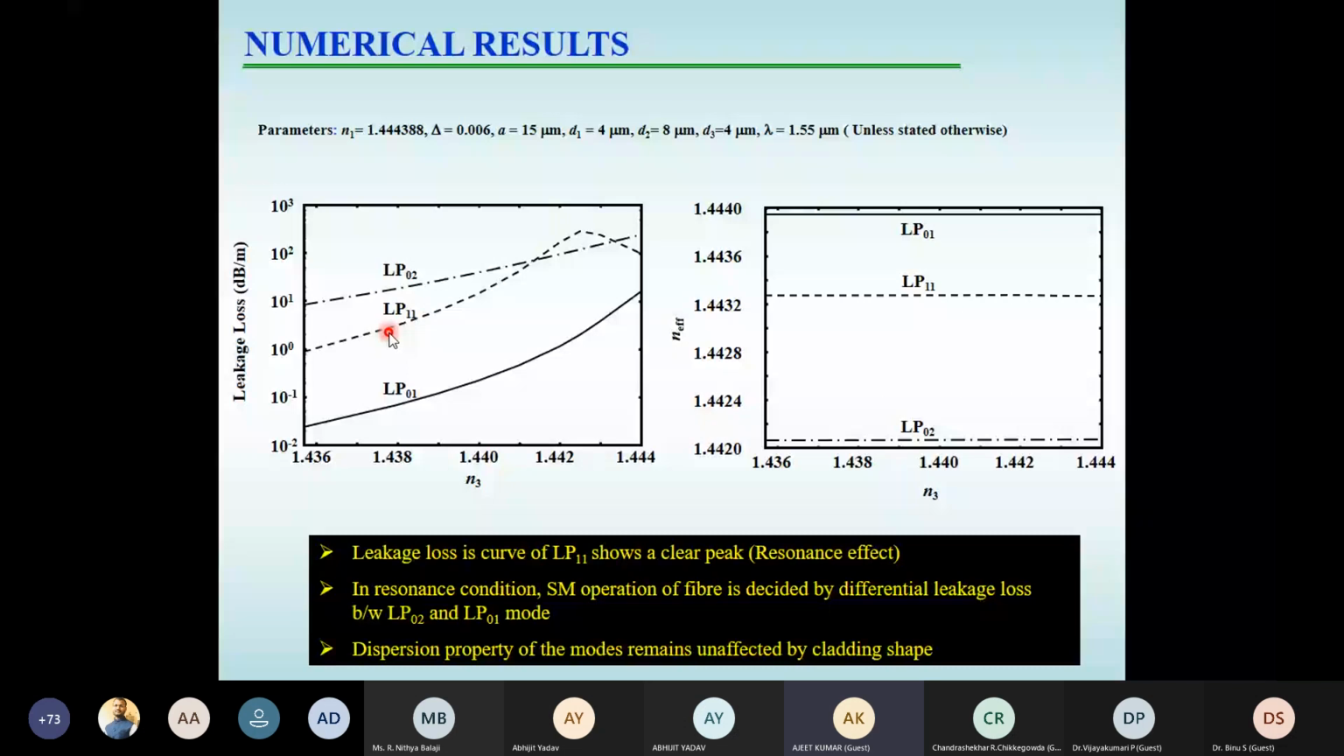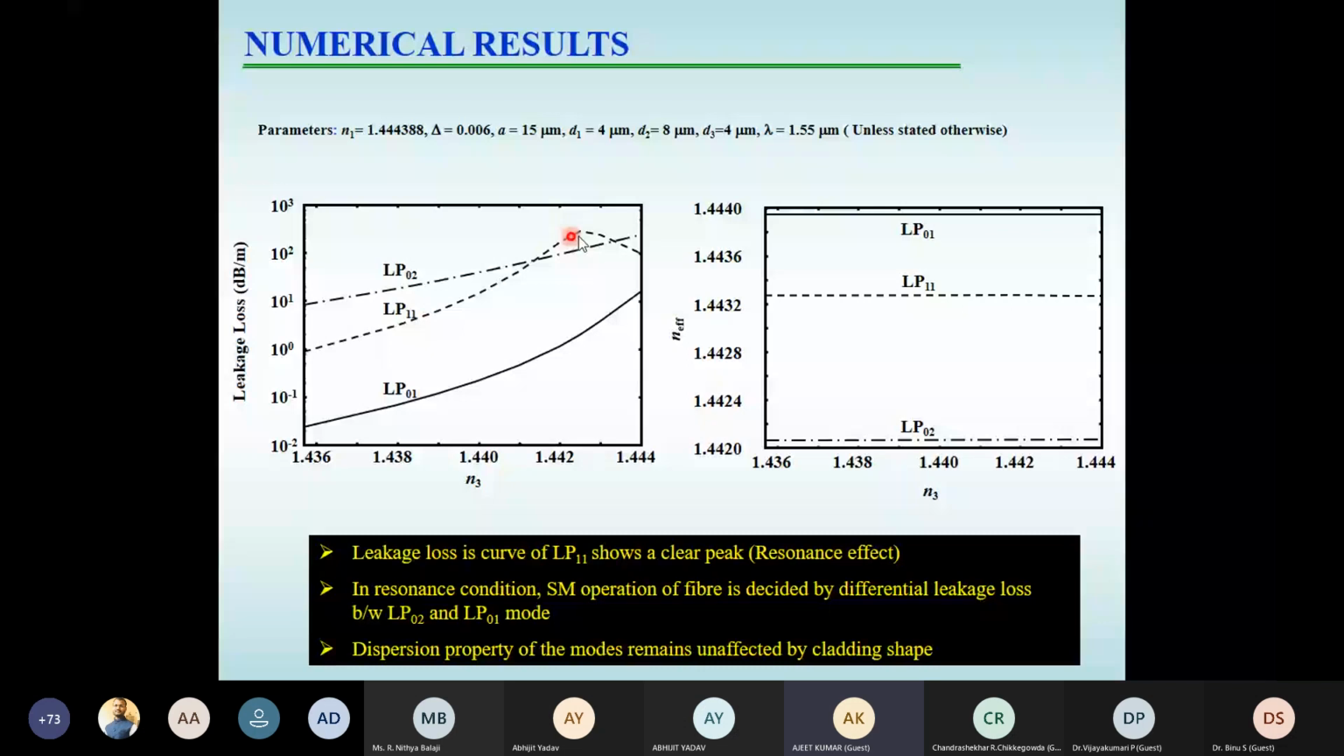Quite obvious trend we get here. But when we increase the value of N3, we actually reach a position where the loss of the fundamental mode crosses the loss of the next higher order mode, and goes beyond this, and finally we get a peak, and this peak is basically giving you the resonance coupling condition.